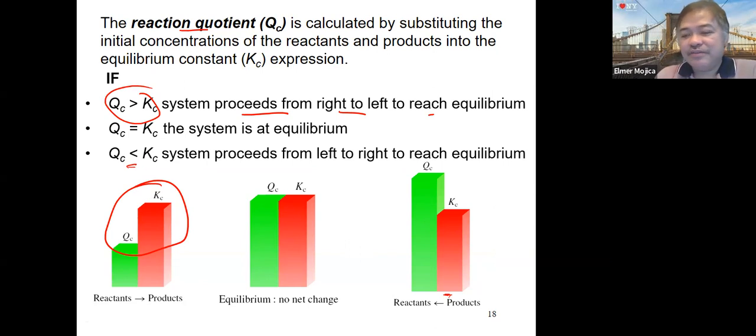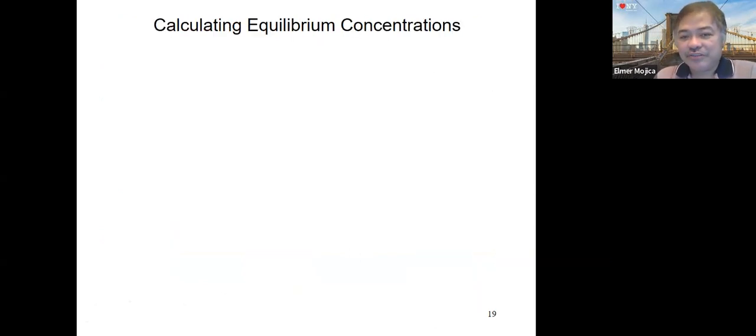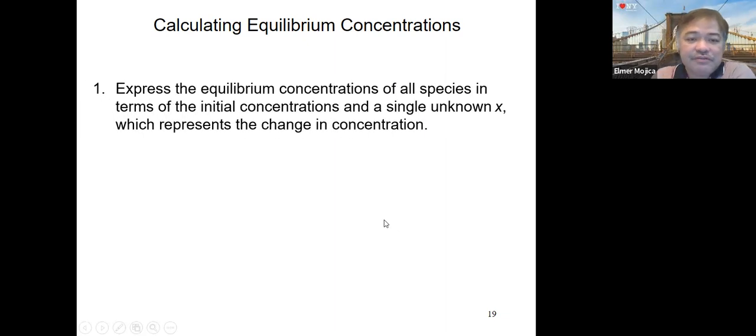So what it tells us is the status of the reaction and in what direction you need to move to reach equilibrium. Usually, determination of Q is done if you have problems wherein you're given the initial concentrations and you are asked for the equilibrium concentrations. So far, the problems that we solved were given the equilibrium concentration. What if instead you are asked to solve for it, and what are given are the initial concentrations? How are you going to do that?